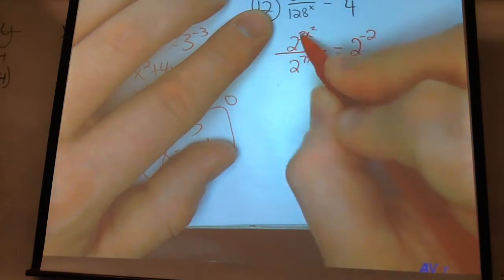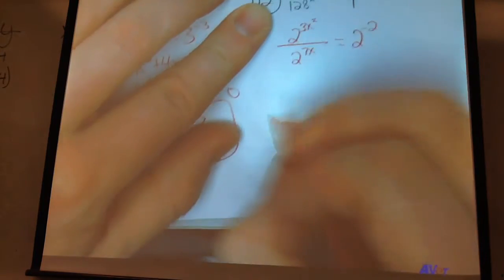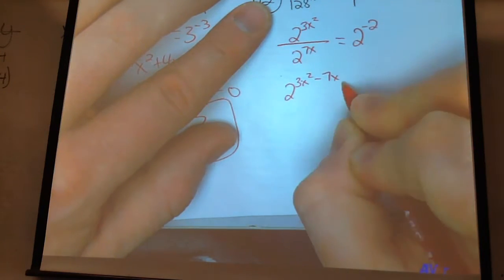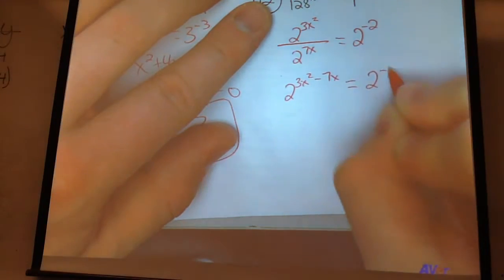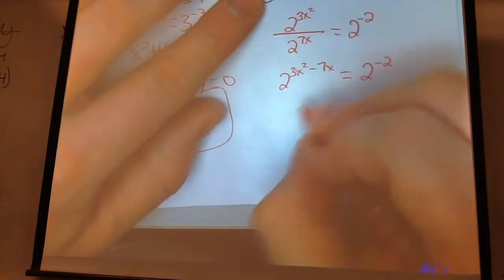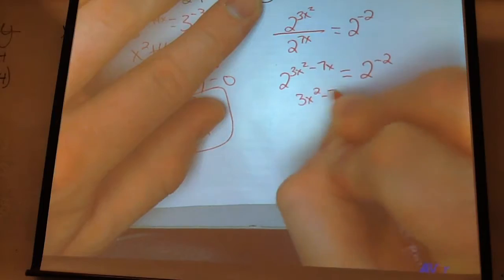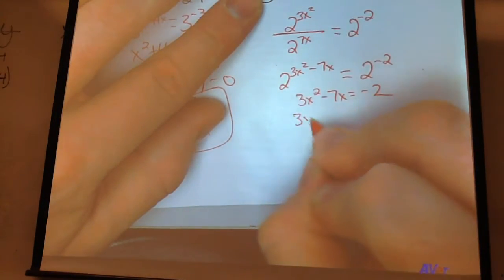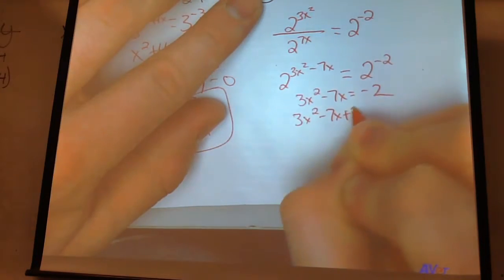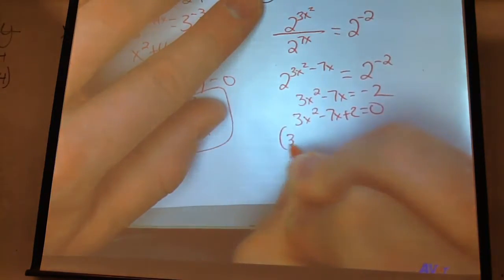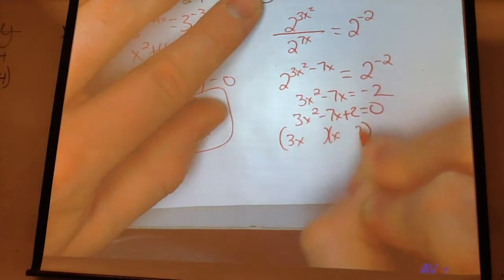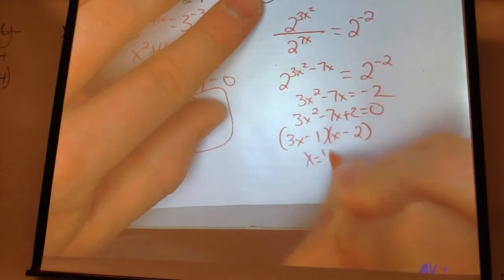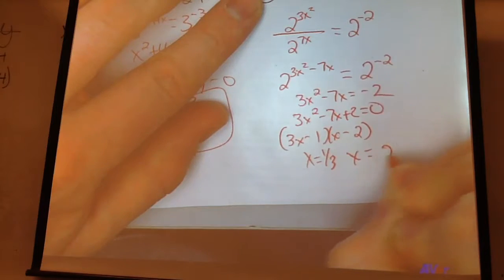What do you do when you divide with exponents? Subtract them. So just go 2 to the 3x squared minus 7x equals 2 to the negative 2. So from there, 3x squared minus 7x equals negative 2. Add 2: 3x squared minus 7x plus 2 equals 0. So you got 3x, x, 2, that's 6, and 1 is 7, negative, negative. x equals a third, and x equals 2.